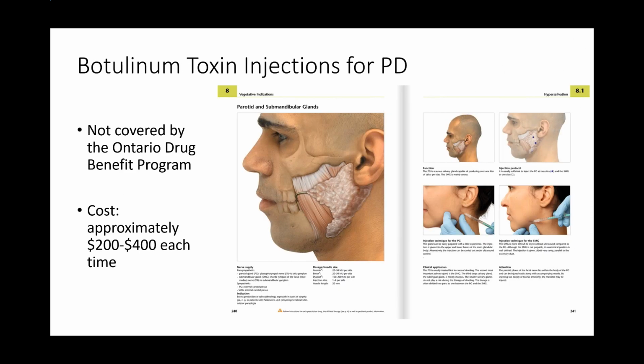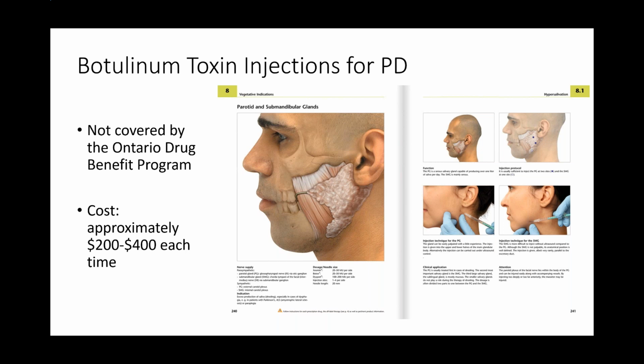Unfortunately, botulinum toxin injections are not covered by the Ontario Drug Benefit Program. So in people over the age of 65, it can be very challenging to get coverage, and oftentimes people have to have a private drug plan to get it covered. Some people choose to pay out of pocket for this treatment because it's quite effective.